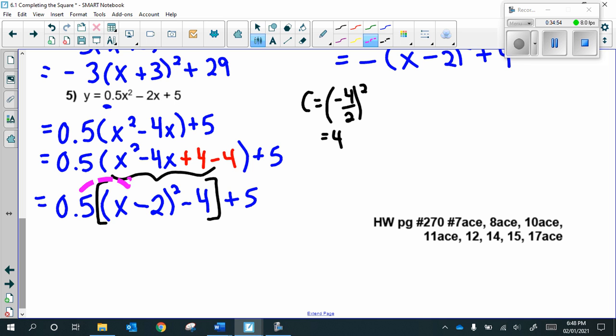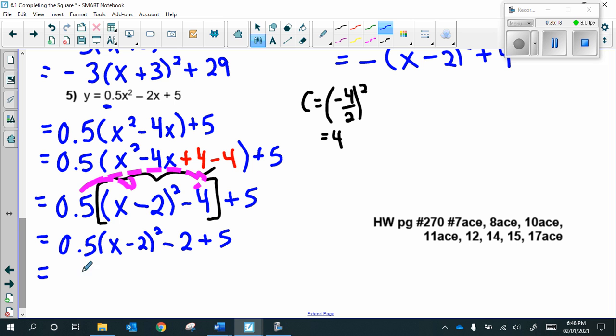We're going to distribute that 0.5 to both terms inside. So we have 0.5 times (x minus 2) squared. And now we also have to take 0.5 and multiply it by negative 4. So that's going to give us negative 2. So half of 4 is 2. And then we still have a plus 5. Our last step, we're just going to simplify those last two terms. So we have negative 2 plus 5 gives us plus 3.